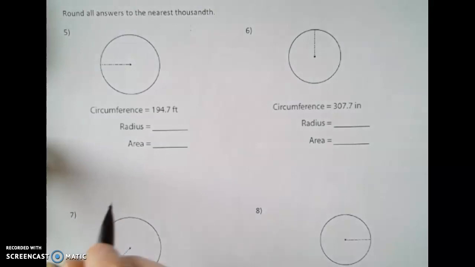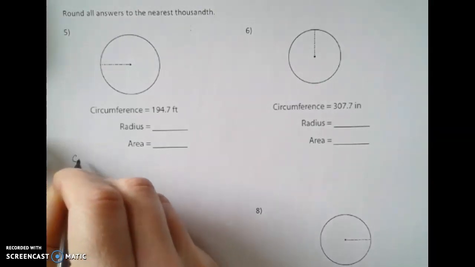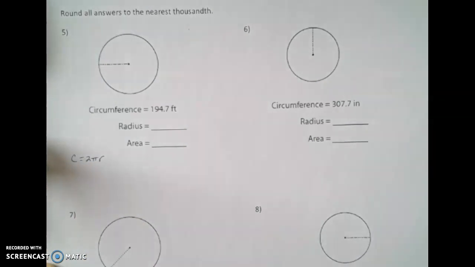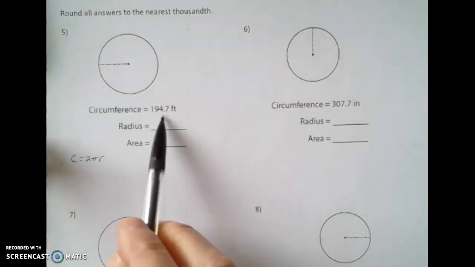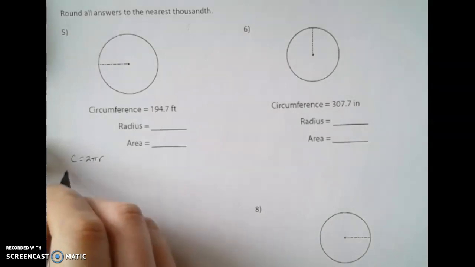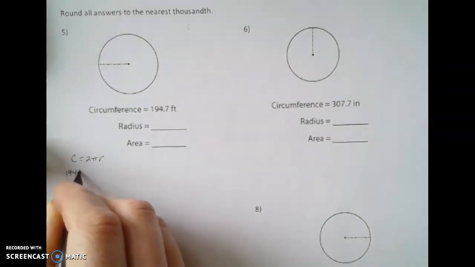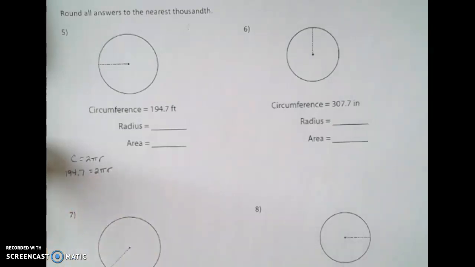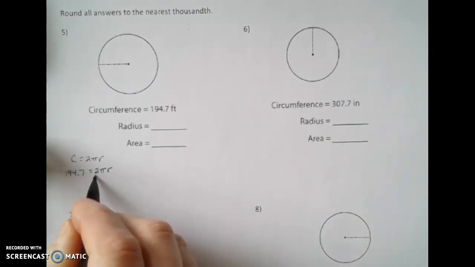So we're going to start with the circumference formula. Again, C equals 2 pi r. We need that one because we're looking for the radius. And we're going to substitute this value in for C. The circumference was 194 and 7/10, and that equals 2 pi r. And again, we have to get r all by itself. So this time, because it's not in terms of pi, I'm going to start by dividing each side by 2.